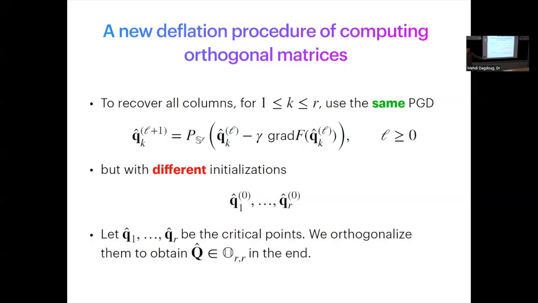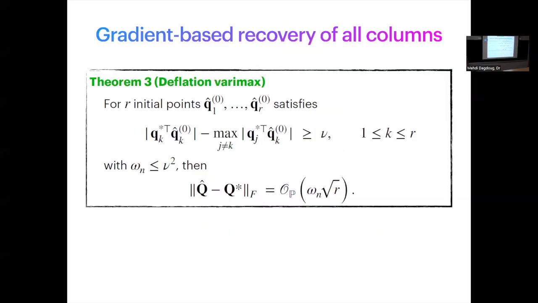This is not the end of the story. I want to complete this thing. So if we put everything together, this is all we have modulo the initialization. If we were able to find initial columns, each of them close to one of the ground truths, one at a time, then they will lead to the final estimator Q hat that is close to this Q star in the following Frobenius norm. Omega n is a noise level for recovering one column. So for estimating R columns, we only lose another square root R.